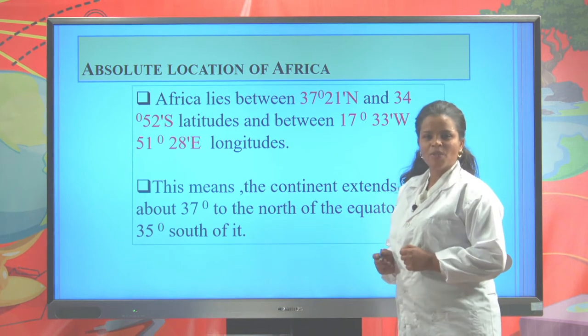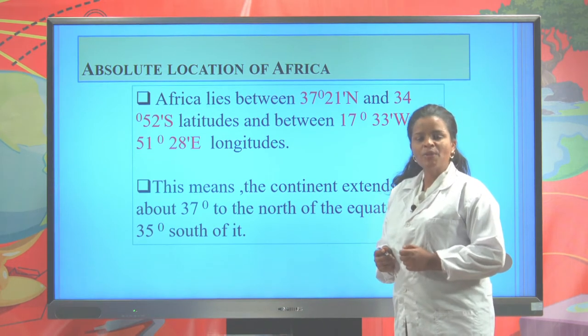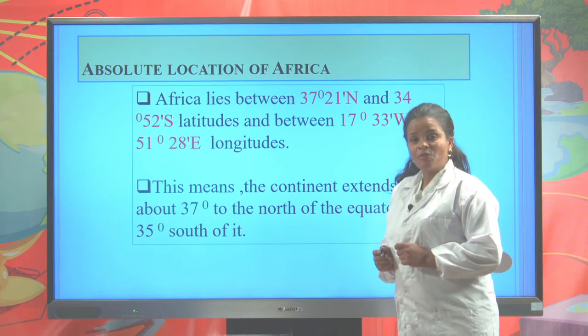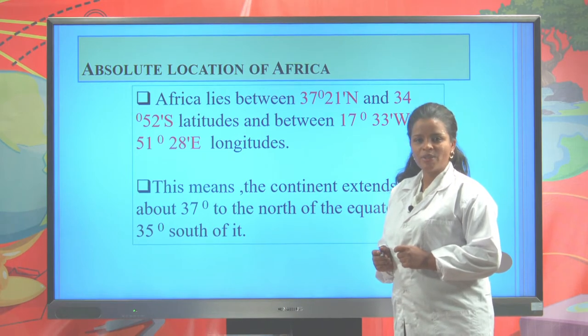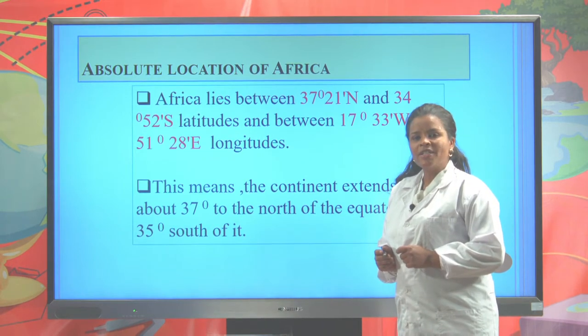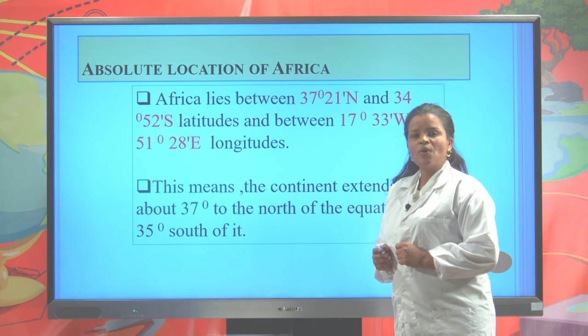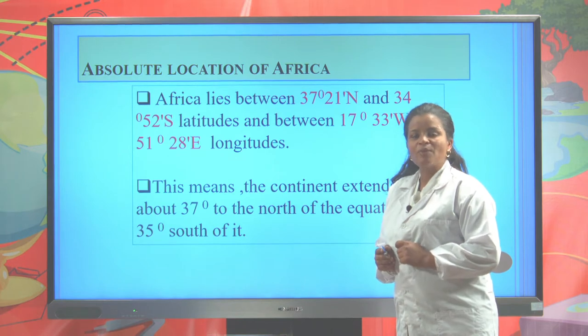When we see the absolute location of Africa, Africa lies between 37 degrees 21 minutes north and 34 degrees 52 minutes south latitude, and between 17 degrees 33 minutes west and 51 degrees 28 minutes east longitudes. This means the continent extends for about 37 degrees to the north of the equator and also 35 degrees south of it. From this absolute location, we conclude that Africa stretches in both hemispheres.